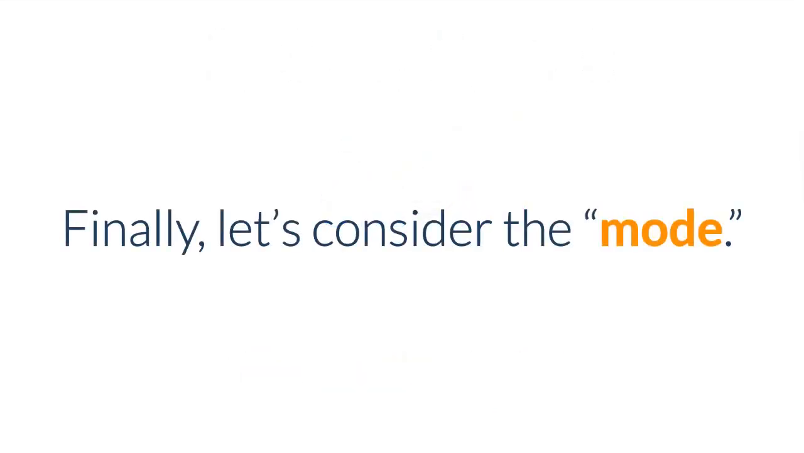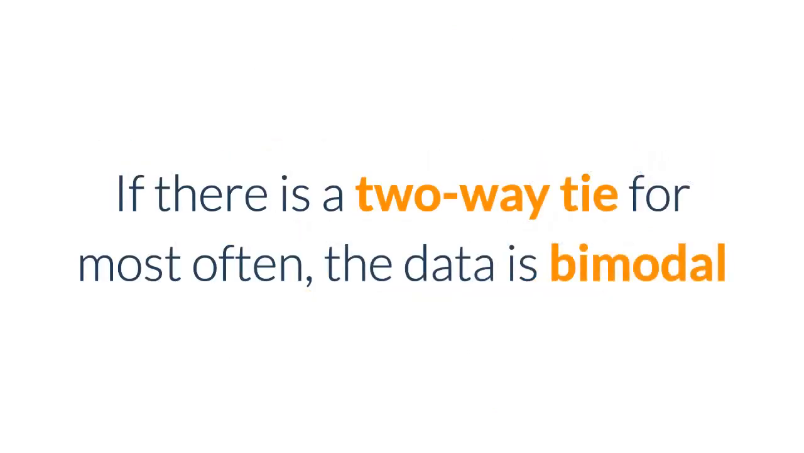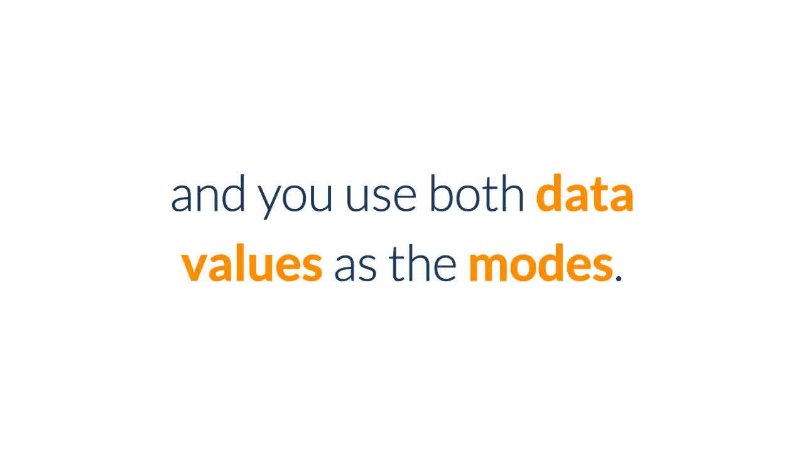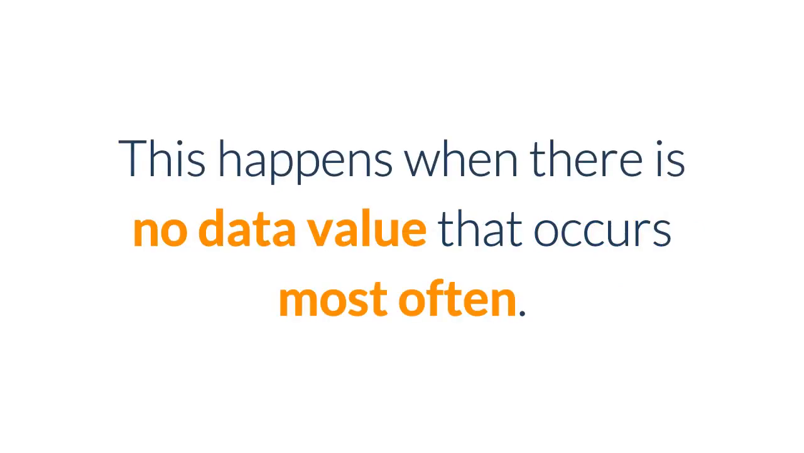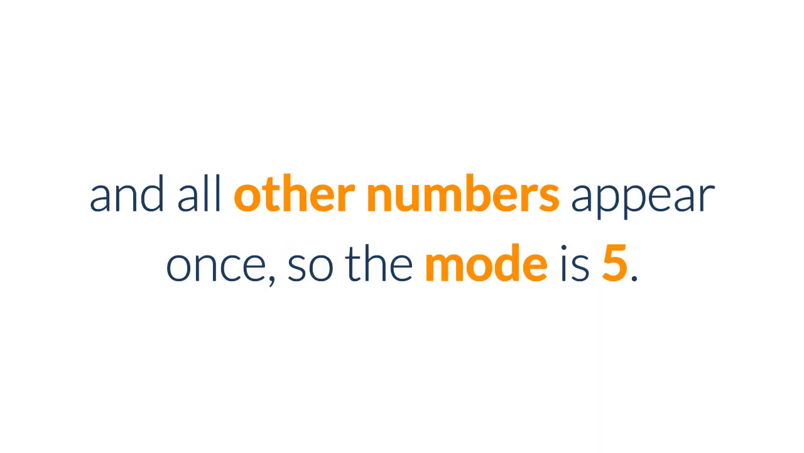Finally, let's consider the mode. The mode is found by looking for the data value that appears most often. If there is a two-way tie for most often, the data is bimodal, and you use both data values as the modes. Sometimes there is no mode. This happens when there is no data value that occurs most often. In our example data set, 2, 3, 4, 5, 5, and 5, the number 5 appears 3 times, and all the other numbers appear once, so the mode is 5.